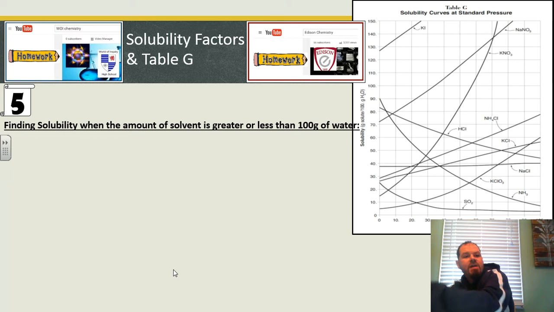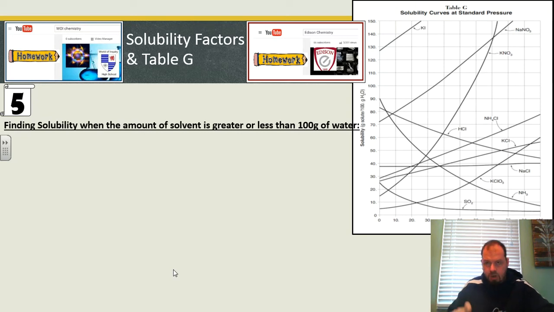So finding solubility when the amount is greater than 100 grams of water. Now, this is where life gets tricky. Pay very careful attention. On the y-axis, it says the solubility, the grams of solute per 100 grams of water. So this whole chart is based on 100 grams of water.